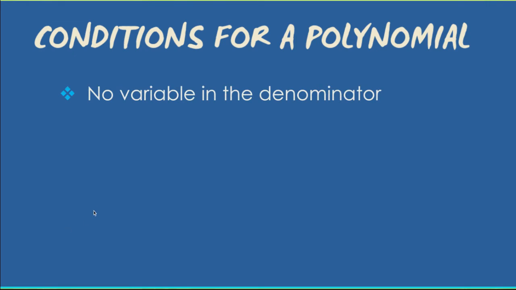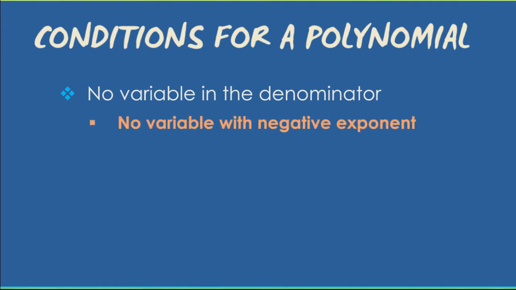First, there should be no variable in the denominator. Again, no variable must be found in the denominator. Now, this implies that no variable should have a negative exponent. Because say for example, you have x raised to negative 1, then that is equal to 1 over x. In which case, x will be in the denominator, which should not be the case because there should be no variable in the denominator.